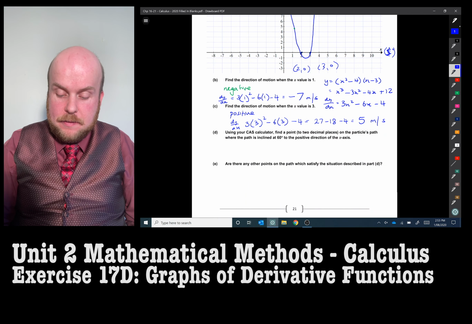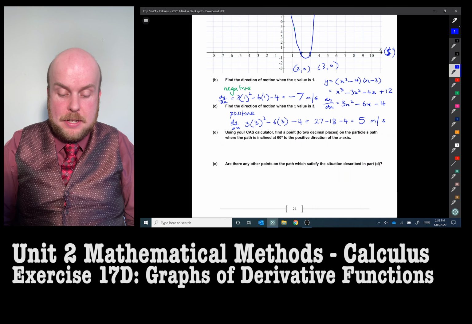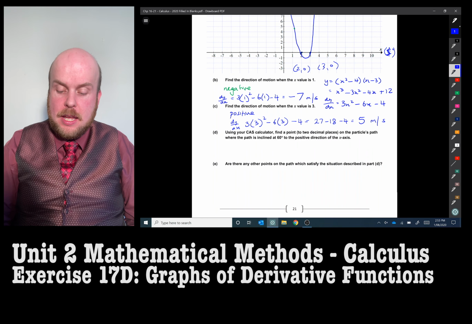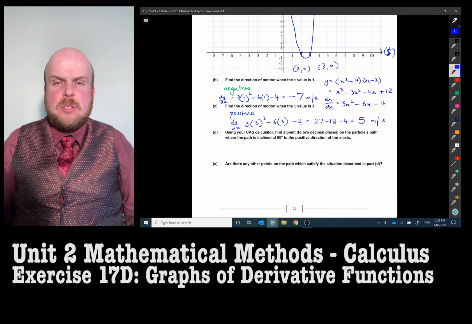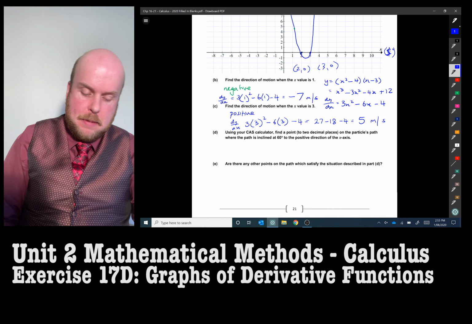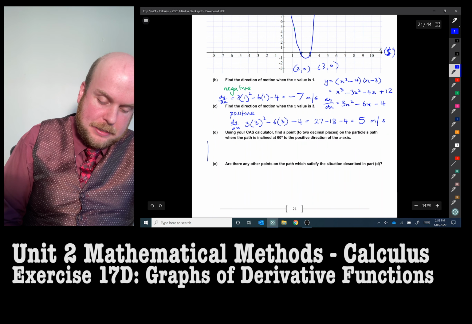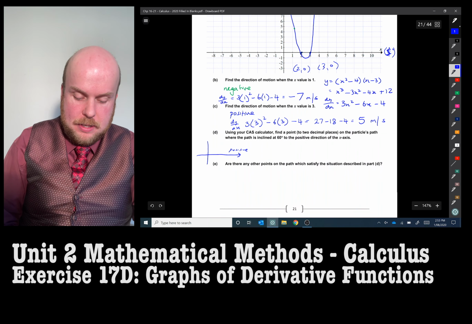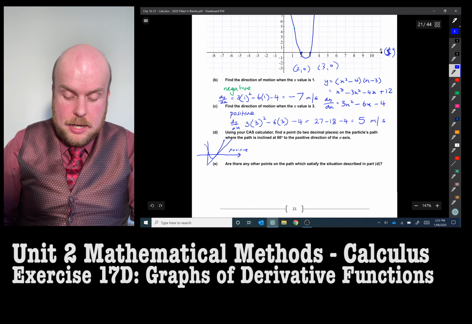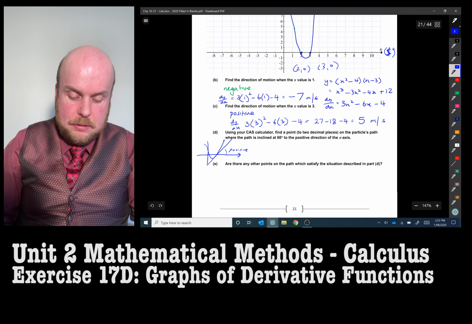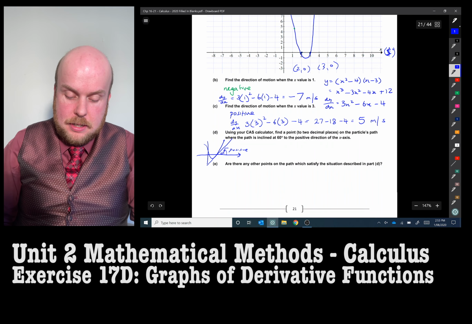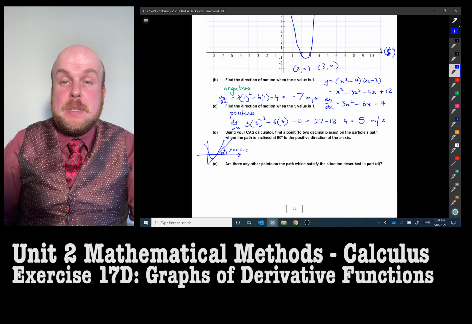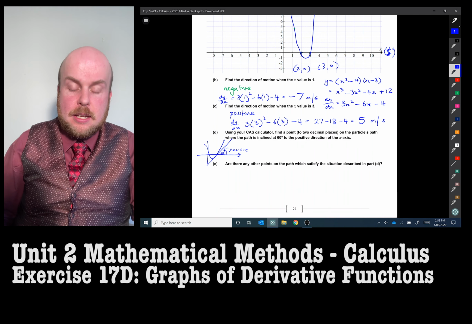Using your CAS calculator, find a point to 2 decimal places on the particle's path where the path is inclined at 60 degrees to the positive direction of the x-axis. So what does that mean in plain English? Well, if I was to draw my axes, this is the positive direction of the x-axis, and I have this graph here. If I was to draw a tangent line, the angle of the tangent line would be 60 degrees. So that's what it's suggesting here.